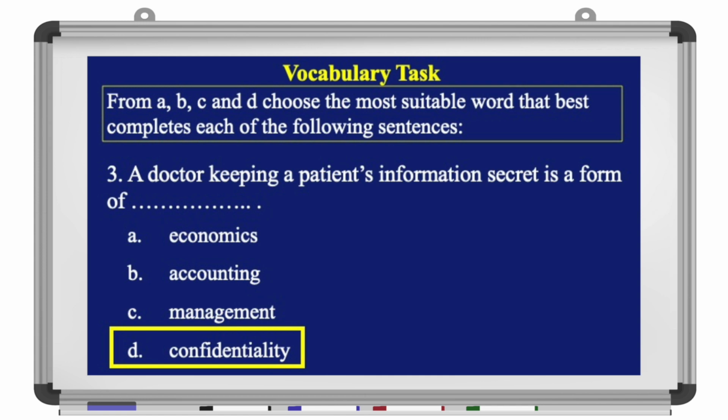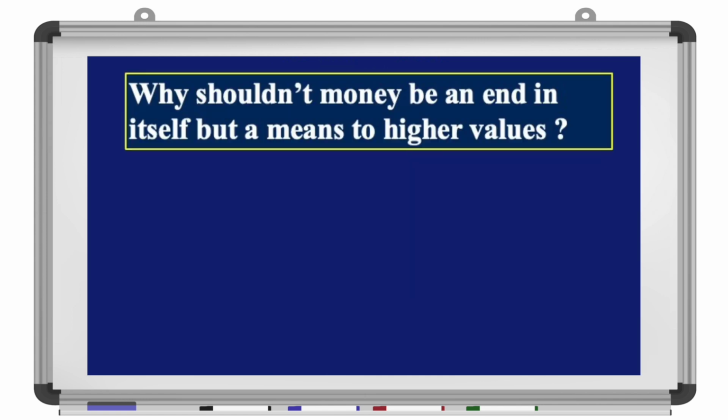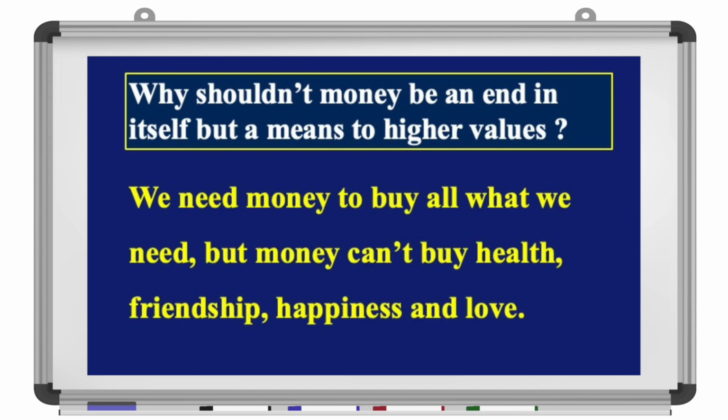Let's continue. Why shouldn't money be an end in itself, but a means to higher values? Well, we need money to buy all what we need. However, money can't buy health, friendship, happiness, or love.